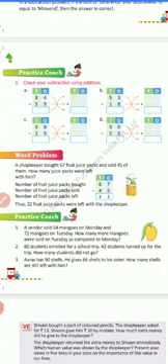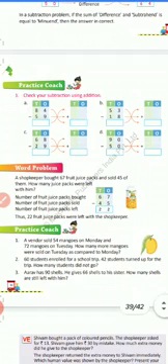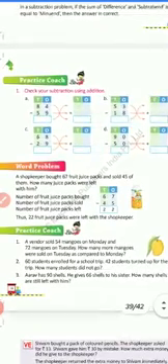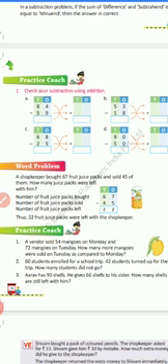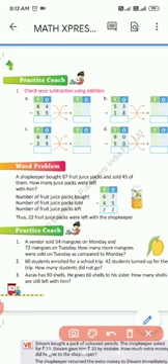So let's come to page number 38, Practice Code. Question number 1: check your subtraction using addition. Question number A: 84 minus 59. First of all, we have to solve the subtraction. Then we will solve the addition. Then we will check our answer by using addition.